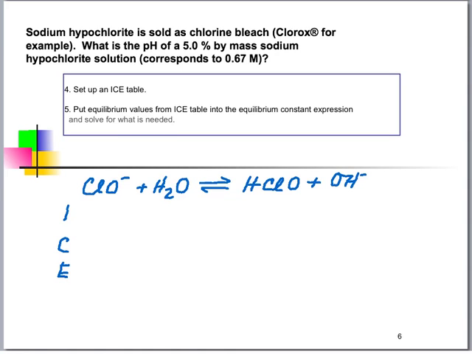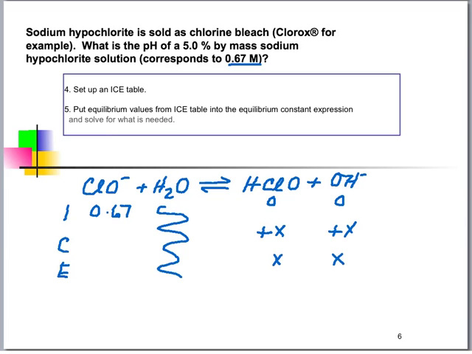The initial concentration of the hypochlorite ion is 0.67 molar, as mentioned in the problem. The other materials are 0 unless they are mentioned. It's assumed that those are 0. Water, of course, is not included, being a pure liquid. You're going to have an increase from 0. You can't have a decrease from 0. So our x's will be added to the products, removed from the reactants, and there we have our equilibrium concentrations.